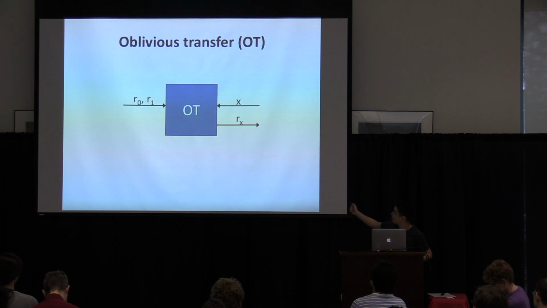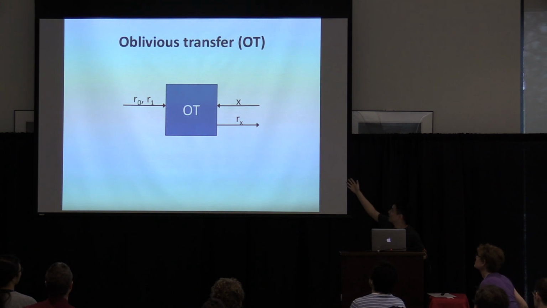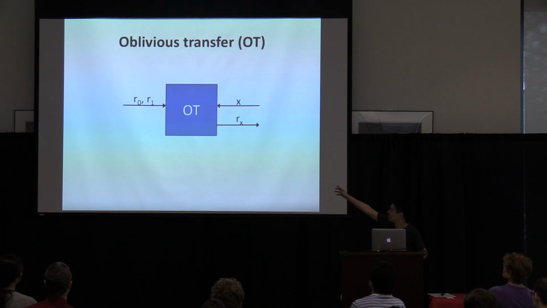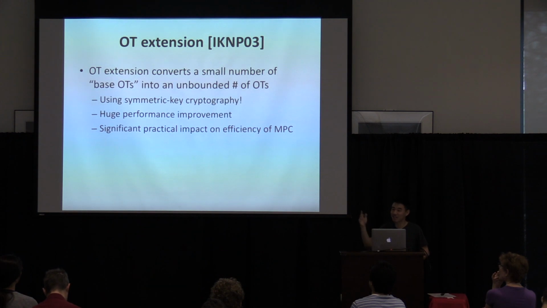So this is the oblivious transfer ideal functionality. Everybody has seen it twice, yesterday and today. The receiver sends a bit X, the sender sends two messages, and the receiver gets one of the messages. Then OT extension is one of the most amazing things in MPC that allows us to use a very small number of OTs to get a lot of OTs. It's essentially one of the most important tools in practical MPC.